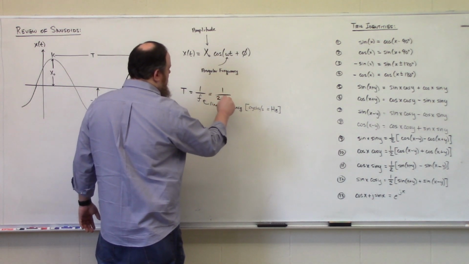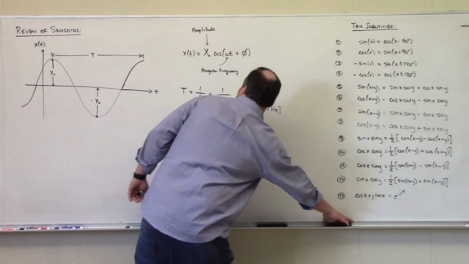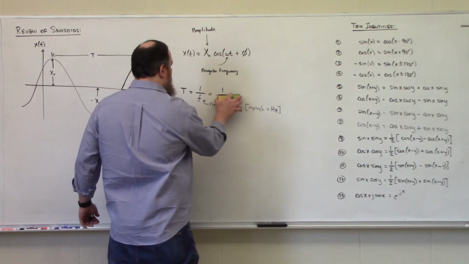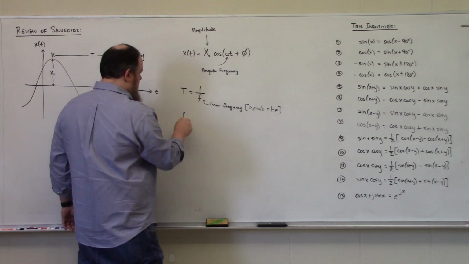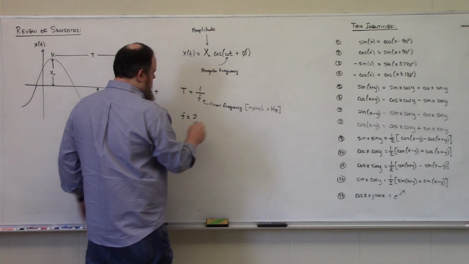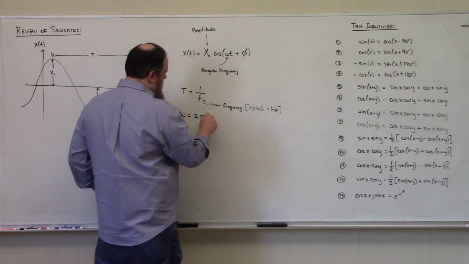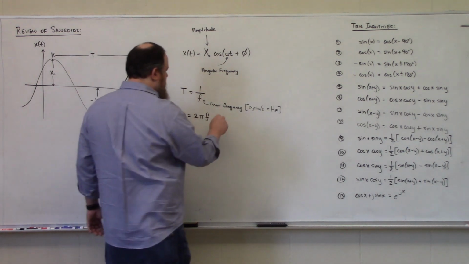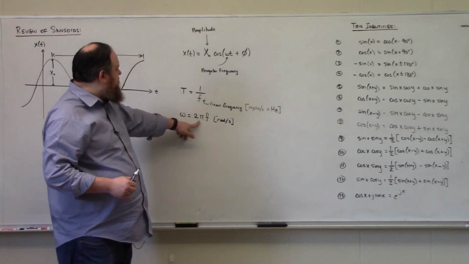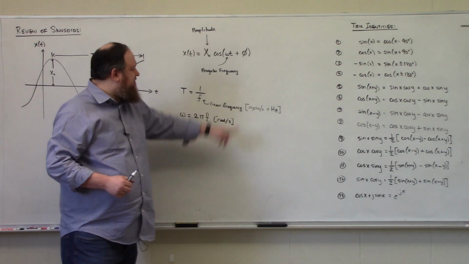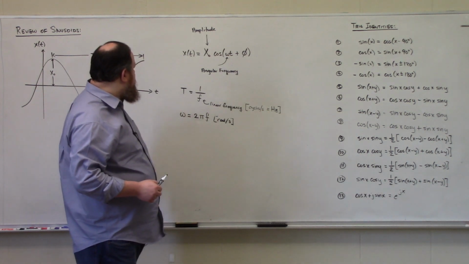I'm sorry, I'm messing things up here. So we have omega is equal to 2 pi f measured in radians per second, again because there are 2 pi radians per cycle times the cycles per seconds gives us radians per second. And then we can substitute this relationship in.